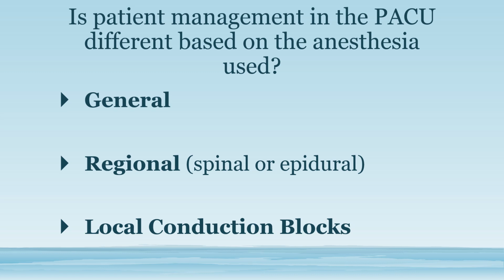Local conduction blocks, an example would be a brachial plexus block which anesthetizes the arm. Therefore, we need to assess sensation return in the specified area. Also of note, with general and regional anesthesia, we need to watch the vital signs.